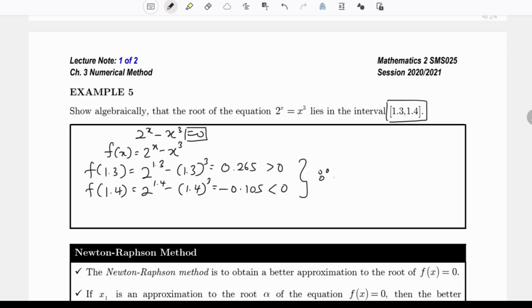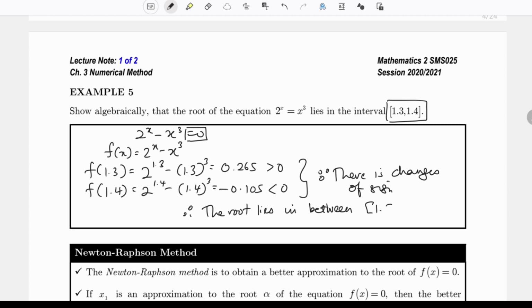Since there is a change of sign, hence the root lies in between 1.3 and 1.4, sorry.